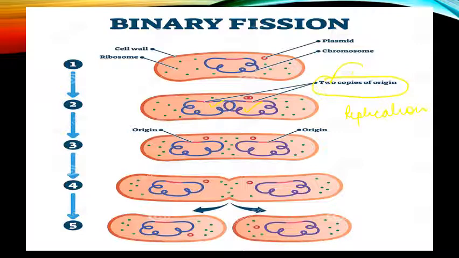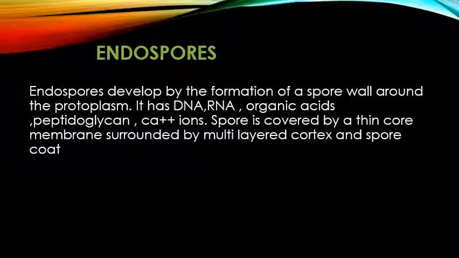By replication, from one copy you are getting two copies, and once these two copies are formed, they move towards the opposite poles, and in between there is a formation of a transverse septum. At this point, the bacterial cell will divide into two daughter cells. Clear? So that is all about binary fission.